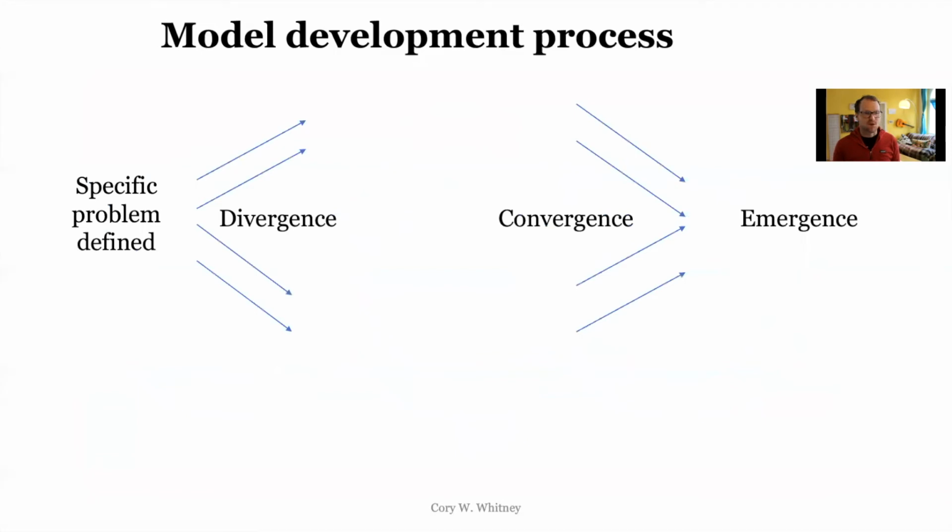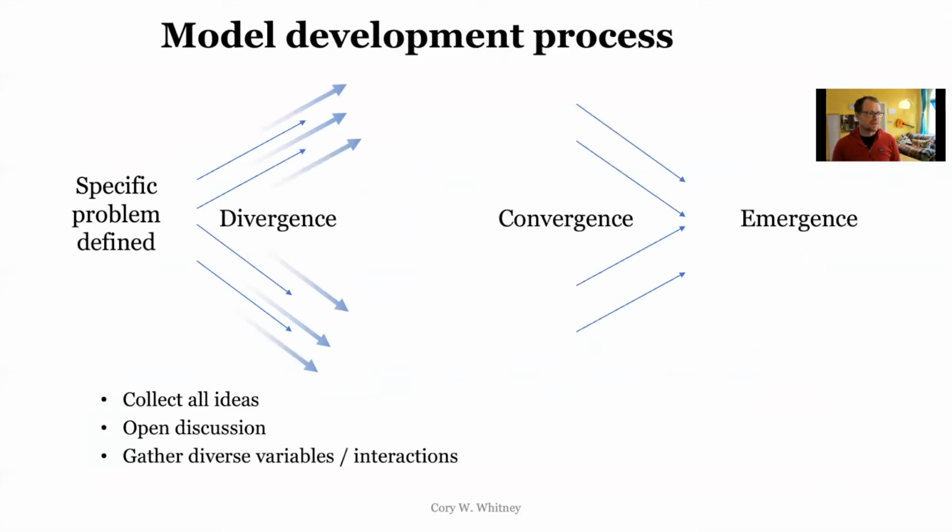I frame this as a four-part process, from specific to general and back to specific again. So first, in the problem definition, that is in the framing part, we define the problem, and then we start with divergence. That is to say, we collect ideas, where we open up a discussion and we gather diverse variables and interactions and unpack and disaggregate all that complexity. We try to understand holistically and comprehensively how the system functions.